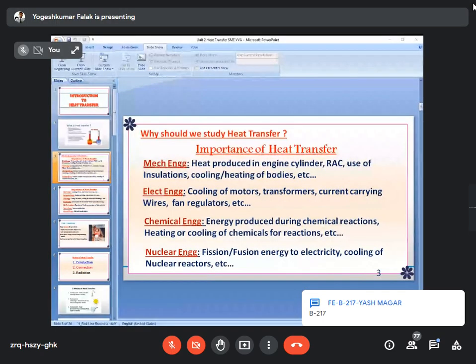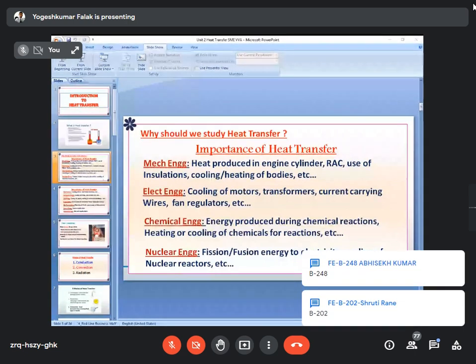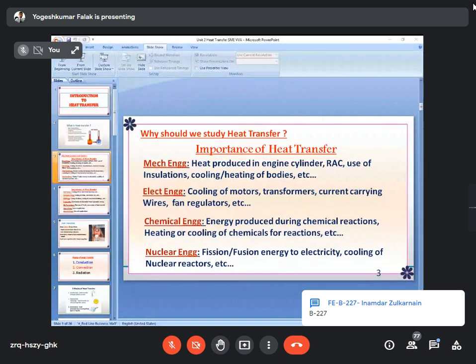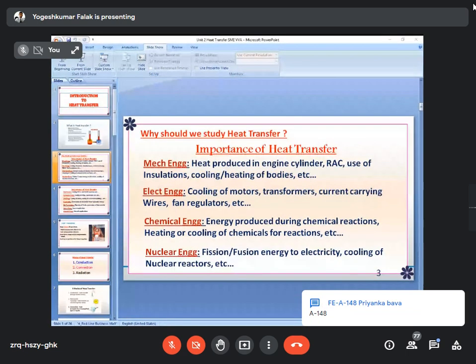So cooling of transformers, did everyone understand this? And then there is chemical engineering. Energy is produced during chemical reactions, and heating or cooling of the chemicals for a reaction requires some heat transfer. So they are not directly mixed with other liquids. They can be put in one utensil, and that utensil can be put in cooled water. So they can be cooled because the chemical is not mixed with the water.